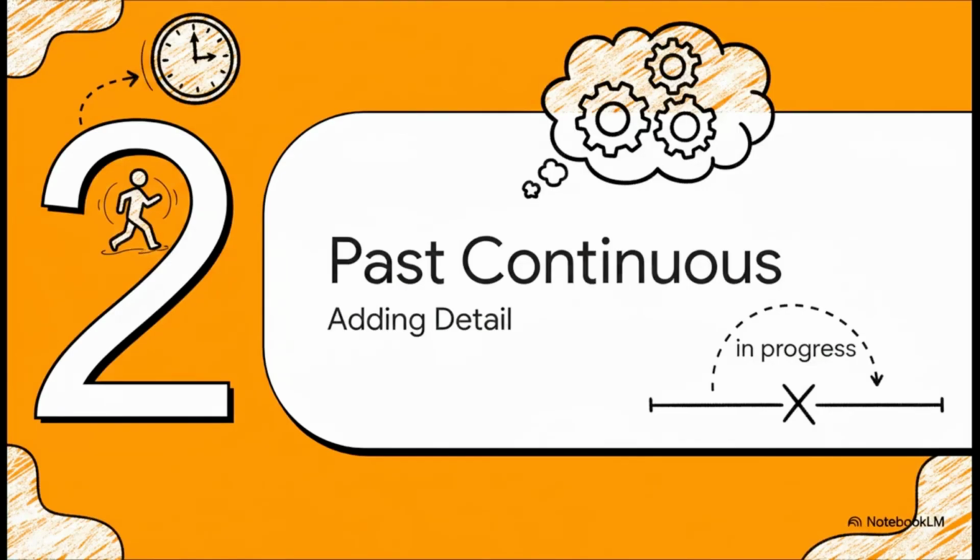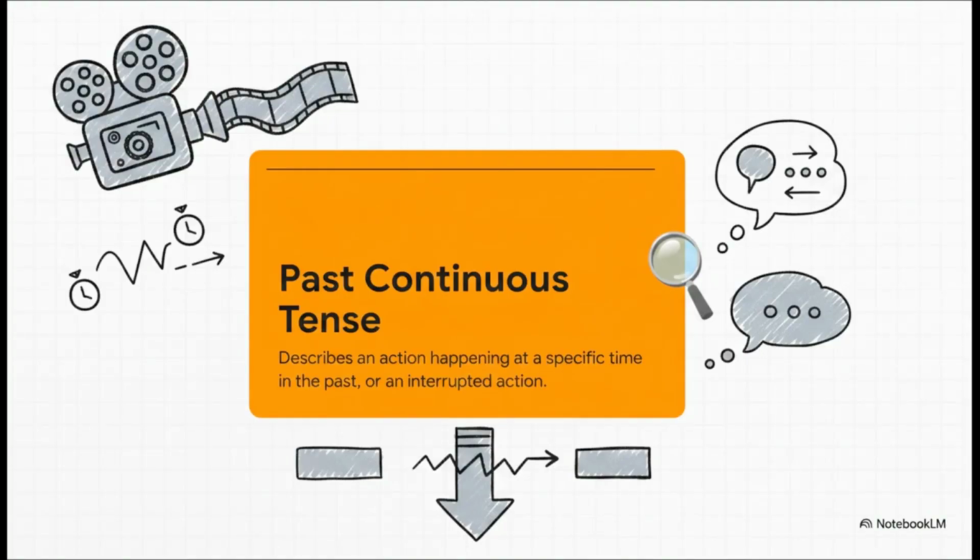Okay, but what if the action wasn't just a simple finished thing? What if it was actually happening when something else went down? For that, we need to add a brand new tool to our kit, the past continuous. You should think of the past continuous as your storytelling zoom lens. It's not just stating a fact, it's painting a picture. It lets you zoom in on a specific moment and show what was going on. It's absolutely perfect for setting the scene, especially when you're about to describe how that scene was interrupted.